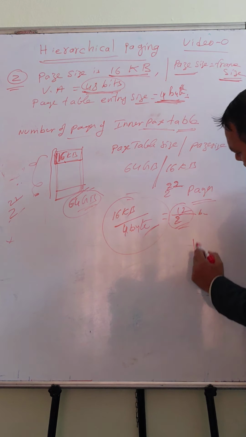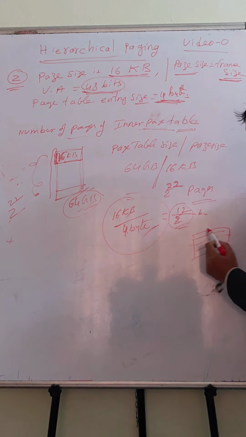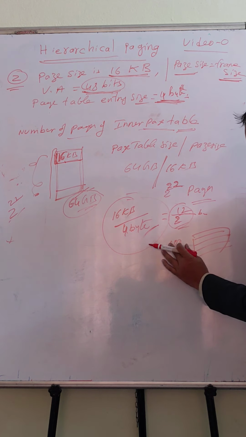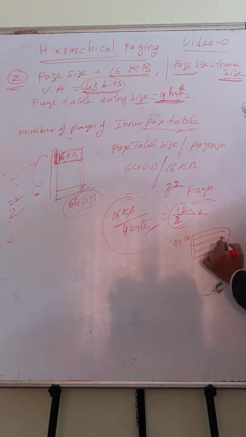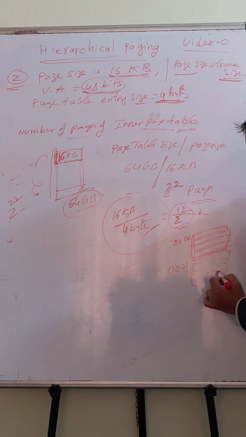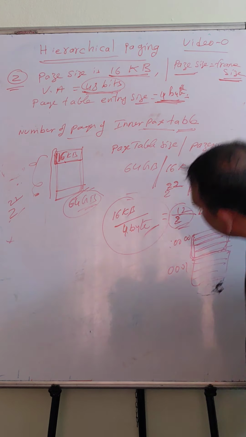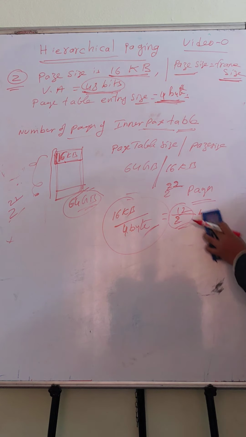So that means, if you see 0, 0 location, that is for all these 4 bytes. That is the meaning. Again 0, 1 is the next 4 bytes. That is why we are dividing by 4 bytes. I hope you understand.